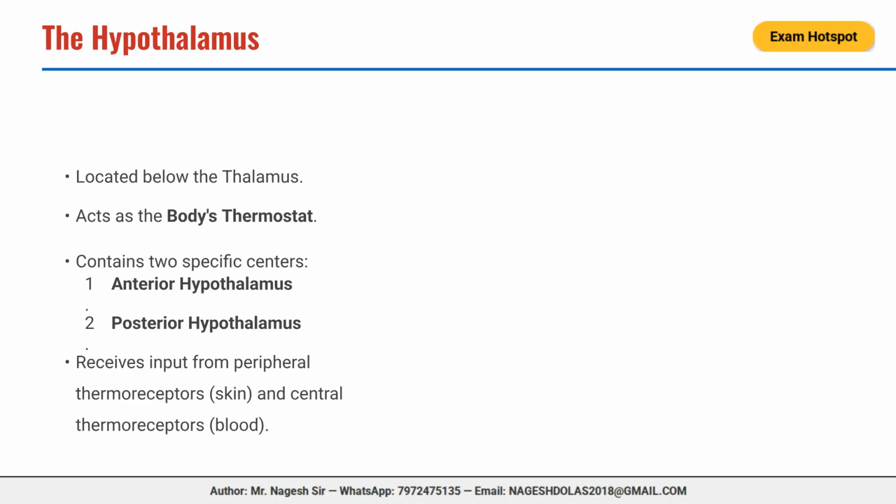The hypothalamus, located below the thalamus, acts as the body's thermostat. It receives input from both peripheral and central thermoreceptors. It contains two specific centers, the anterior hypothalamus and the posterior hypothalamus.